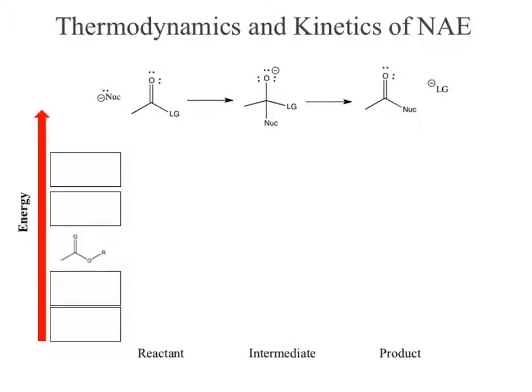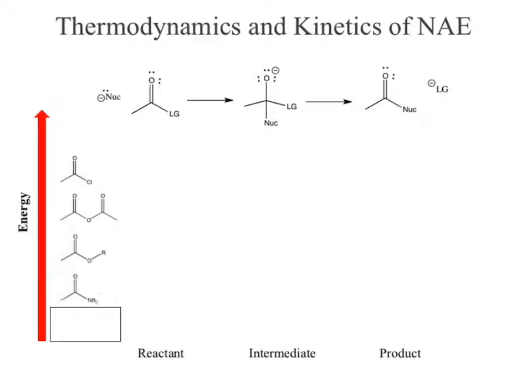Okay, we've got our acid derivatives, all shown on the left, and what we identified was the thing that was different in each of them. So we were looking at the leaving group ability. All right, let's just pick the chloride and the carboxylate. If we look at our reactant energies, what would we expect our reactant energies to be?